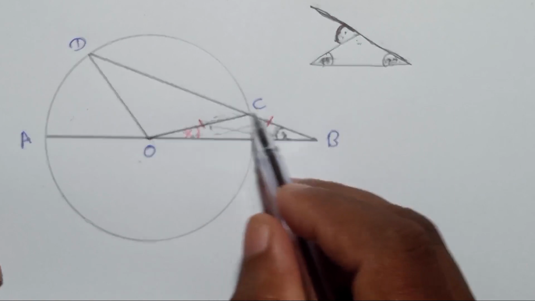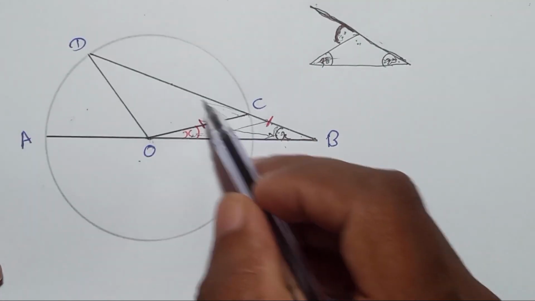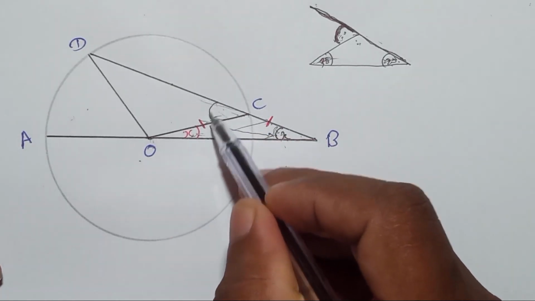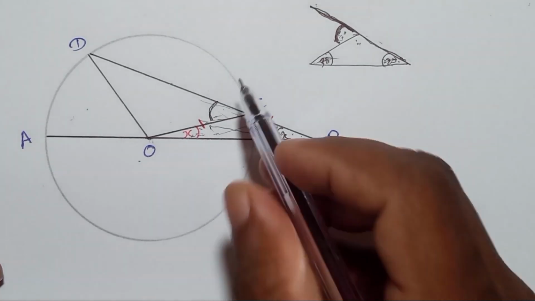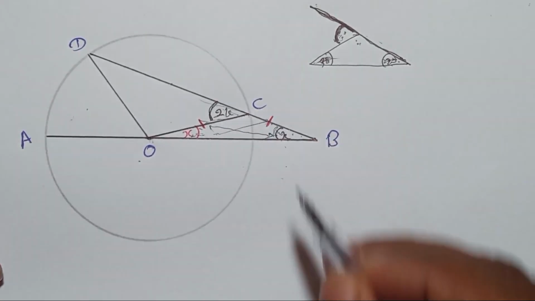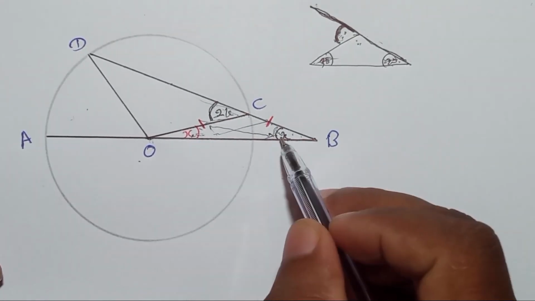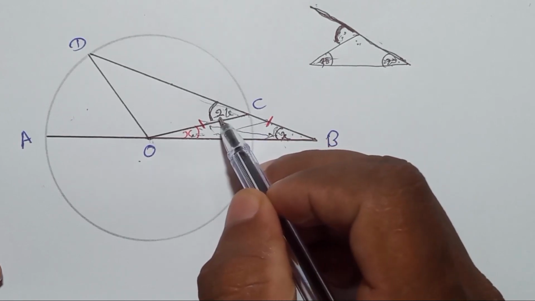This is the exterior angle of that triangle. That means in triangle OCB, this side is extended. So this angle will be equal to this plus this, that means x plus x. So here will be 2x. Try to understand that. x plus x means 2x, no? So this angle plus this angle will be equal to this exterior angle, right?